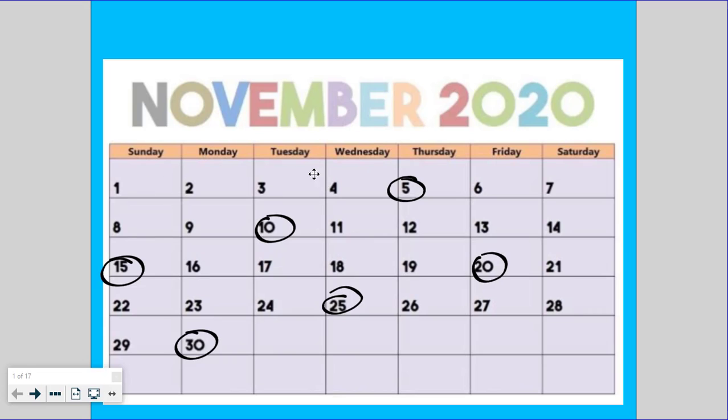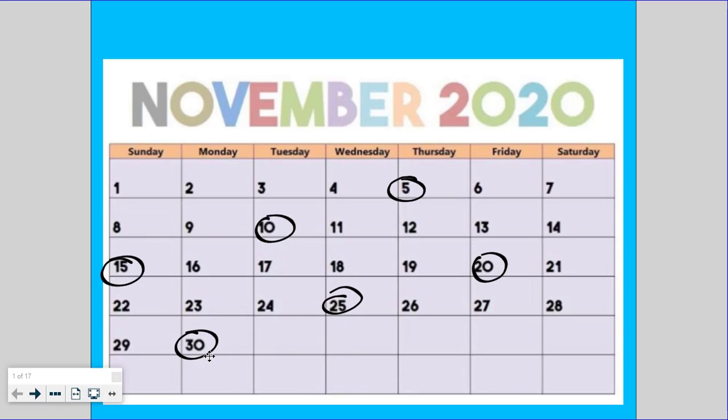1, 2, 3, 4, 5. 1, 2, 3, 4, 5. 1, 2, 3, 4, 5. And then it continues. So that's a couple of patterns that I see. I also am noticing the 5, 0, 5, 0, 5, 0. I'm noticing that pattern as well.